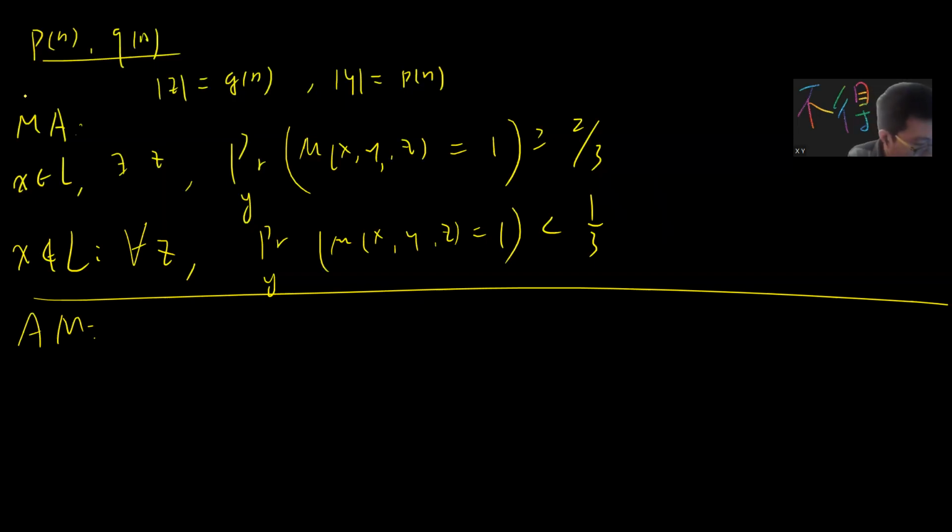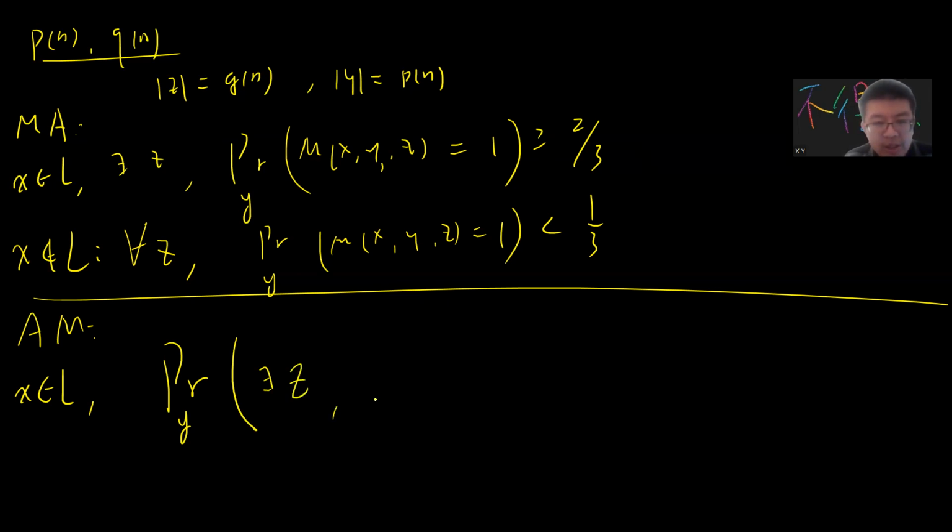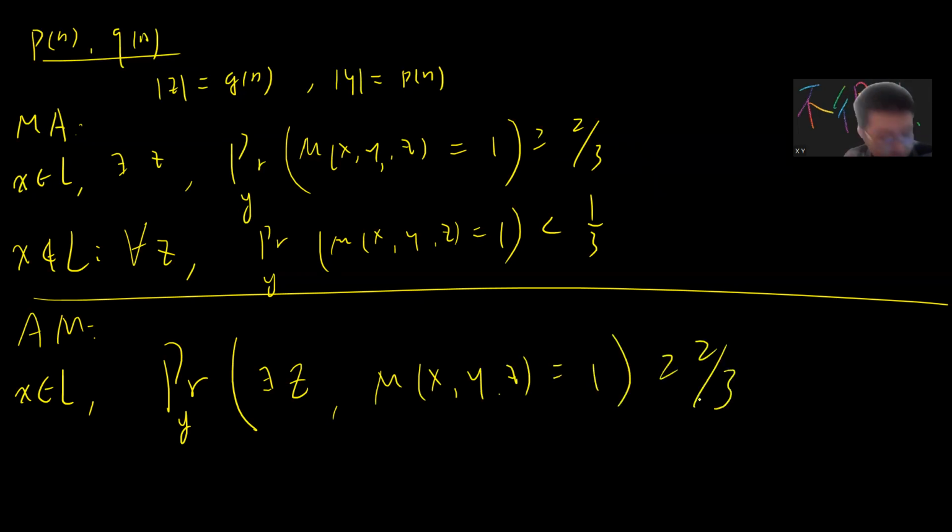And how about Arthur Merlin? If x belongs to L, Arthur sends a random coin, and then Merlin replies. So we write it down like this: the probability over y, which is Arthur's random coin, is that Arthur sends a random coin to Merlin, and then there is a message z that Merlin can reply with, such that M of x, y, z outputs 1 with high probability.